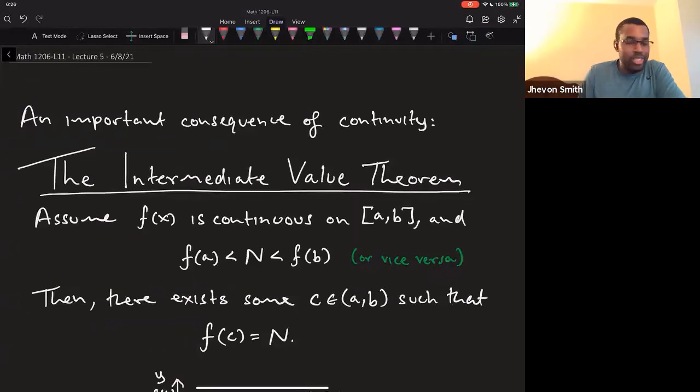Now we get to the new stuff that we want. We're still talking about continuity and some properties that we can get from it. So that's what we're going to deal with now. There's a very, very super important theorem. I'm definitely going to test on this theorem as well.